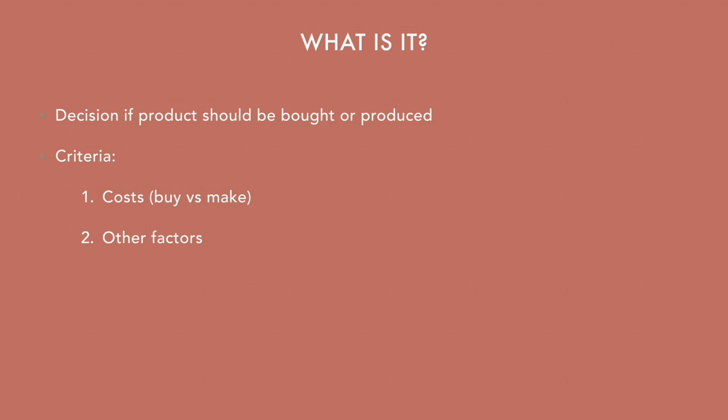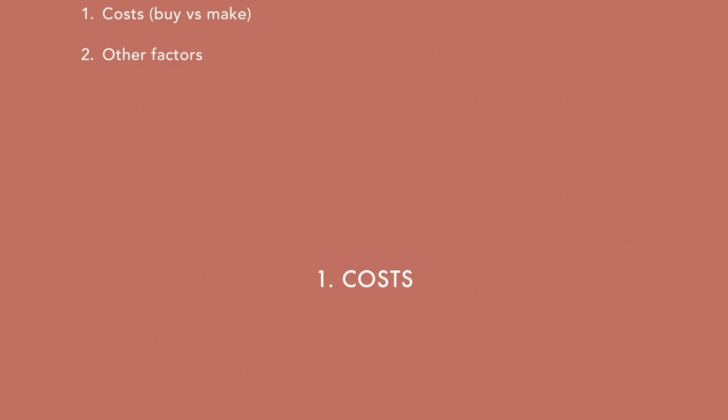At first, what is make or buy? It's the decision if a product should be bought or produced. And there are two types of criteria. First would be the cost aspect, the buy versus make. So would buying be cheaper or making? And second, then we have other factors, but we'll come to that later. At first, I want to introduce you into the cost topic.